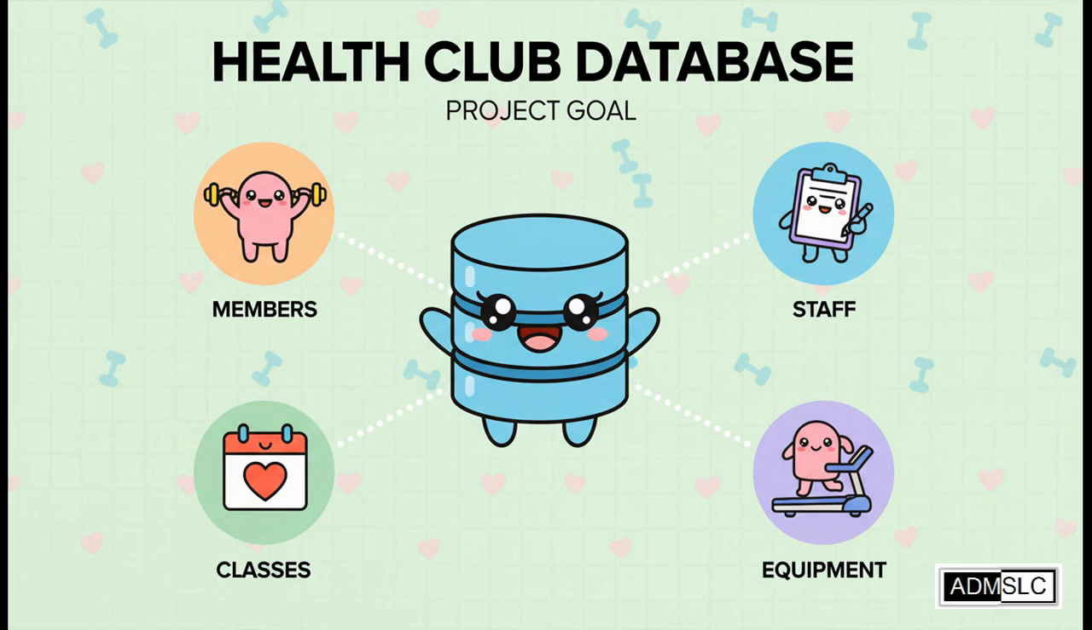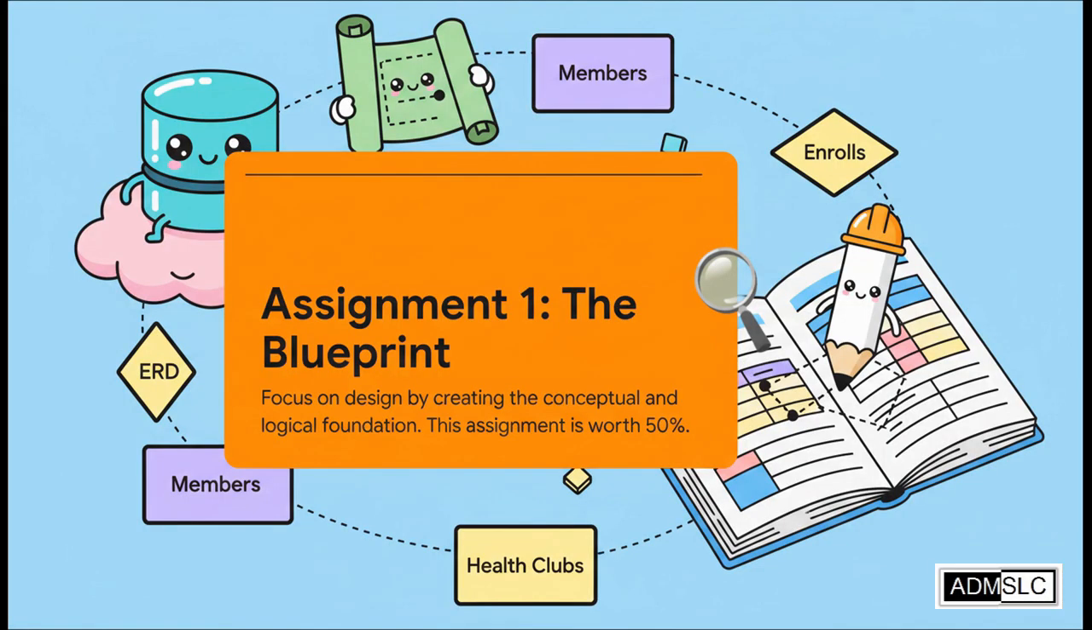You've just been hired to design a brand new, super efficient, and fully normalized database for a health club. You'll be managing everything: members, staff, classes, even their gym equipment. Okay, so this is the crucial point. Assignment 1 is all about the planning, the theory, and the design. You won't be writing a single line of code just yet.